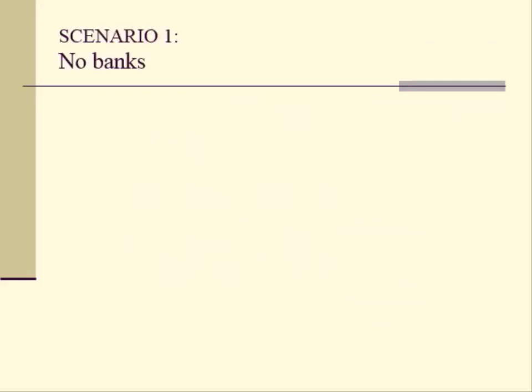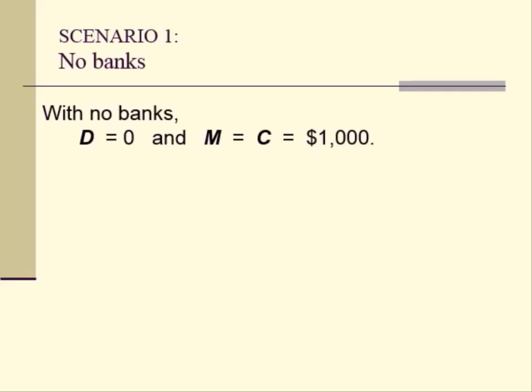Let's start with the first scenario. No banks. With no banks, demand deposit equals 0. And because money supply equals currency plus demand deposits, that is M equals C plus D, when D equals 0, then M equals C, which is $1,000. Therefore, with no banks, M equals $1,000. That is the same as the amount of currency. In this case, there's no impact on the size of the money supply.